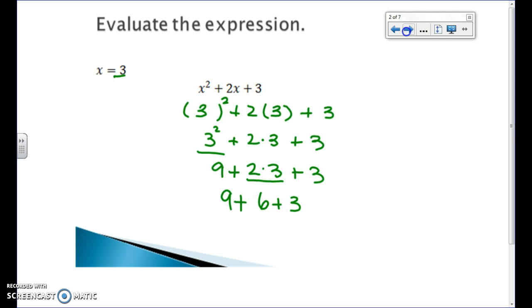And then, finally, since there are no multiplication or division signs left, I'm going to add and subtract from left to right. 9 plus 6 is 15, and 15 plus 3 is 18. So when I evaluate this expression, I get a final solution of 18. So we're using substitution the same way, but we're adding this added level of difficulty with the exponent.